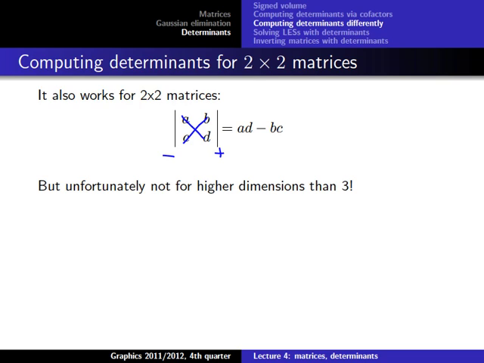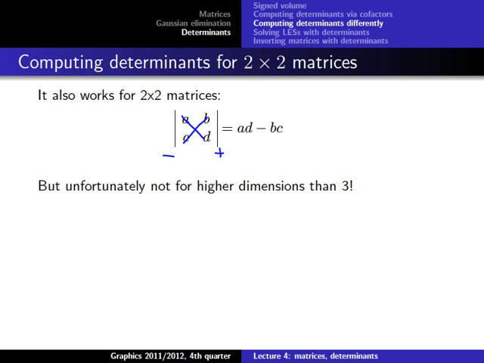So if we want to calculate with higher dimensions, of course, in graphics we often look at 3D spaces, but we are also dealing with higher dimensional matrices in graphics. And if you want to do that, then of course you cannot use that. You have to use the Laplace expansion for that.